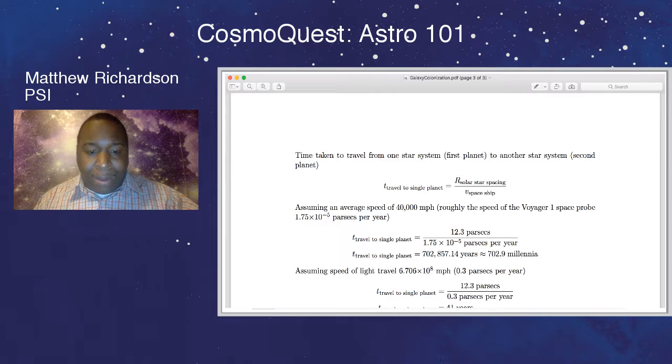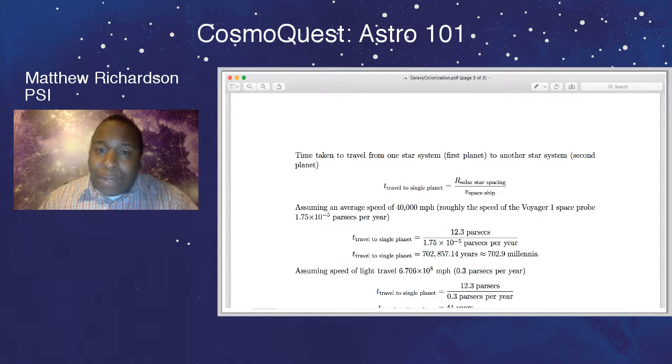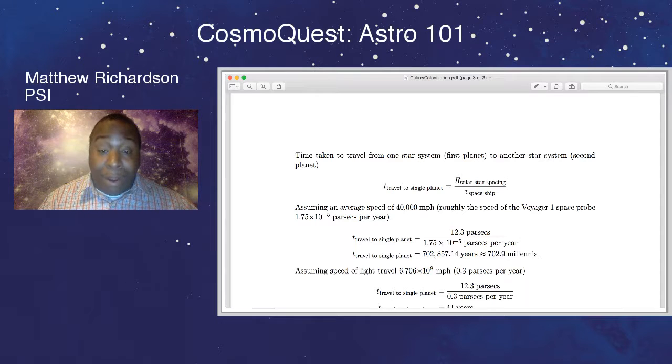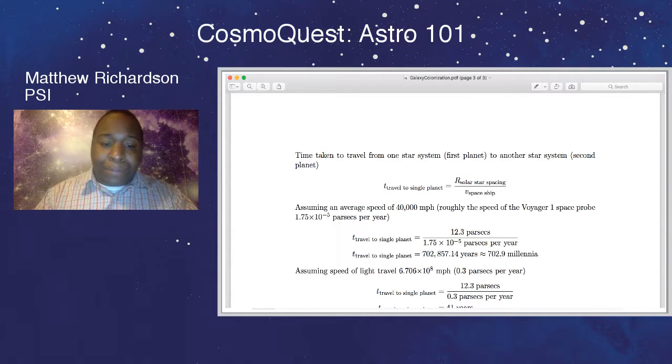So I went ahead and made the conversion from miles per hour to parsecs per year. The way in which you should think about a parsec is that a parsec is the average distance between two stars. And so, in terms of parsecs per year, this corresponds to an insanely small fraction of a parsec over the course of a year. So we're not really going anywhere too quickly.